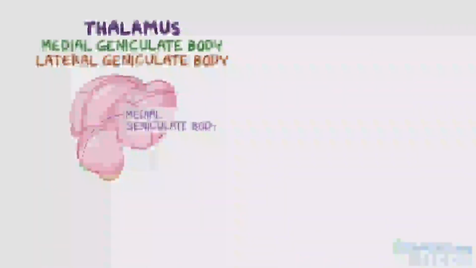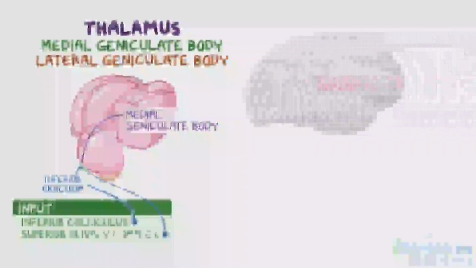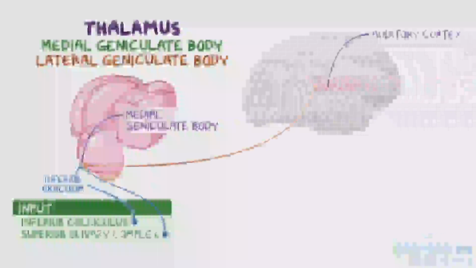The medial geniculate body is a small bulge under the posterior end of the pulvinar. It receives input from the inferior colliculus via the inferior brachium and from the superior olivary complex, and then projects to the auditory cortex of the temporal lobe. To remember that it is involved in hearing, you can say the M in medial stands for music.